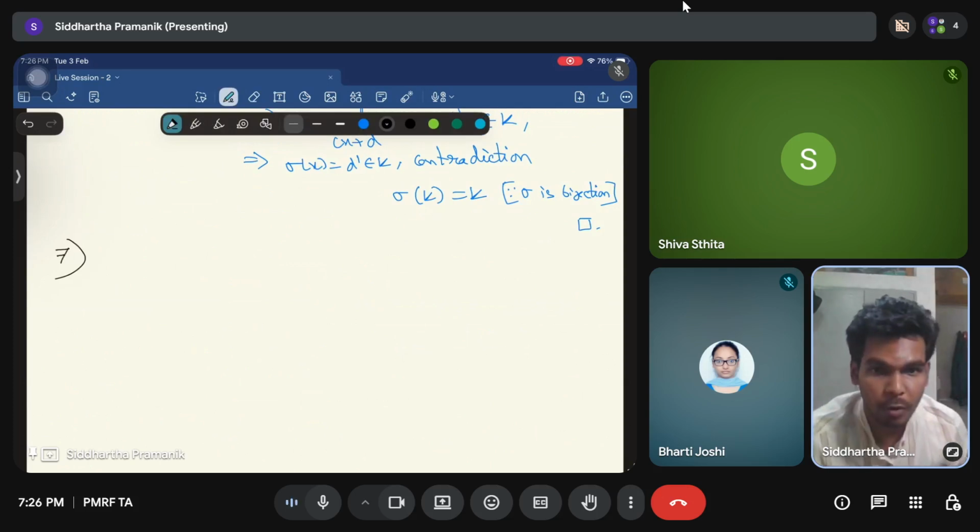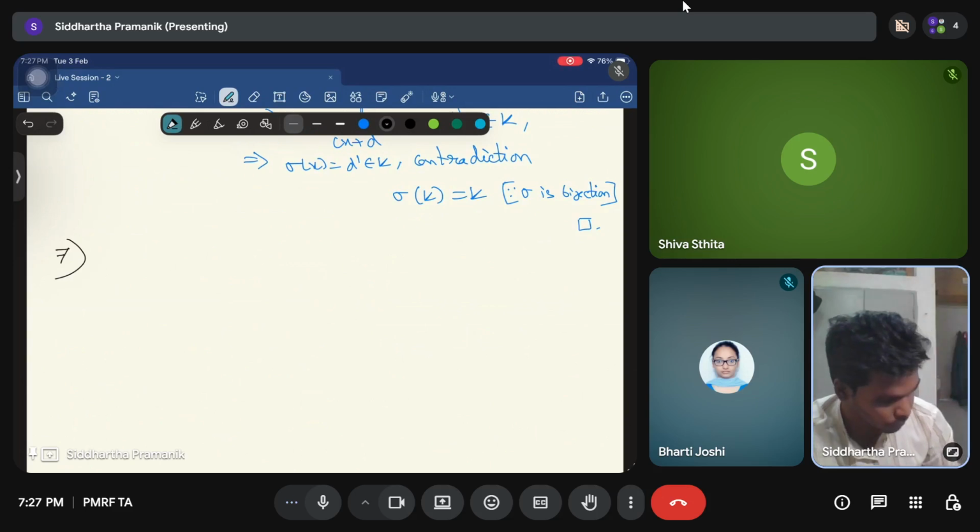Okay, let's do some problems on the Galois group. So let's do one concrete example.